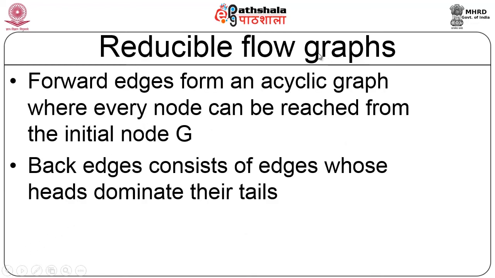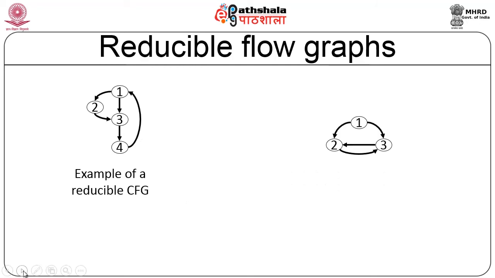So you have forward edges forming an acyclic graph here, and the backward edges consist of edges whose head dominates their tails. These are the two characteristics of a reducible flow graph. If a particular graph doesn't have these characteristics, then I can call it an irreducible graph. For example, here consider this loop 1, 3, 4.